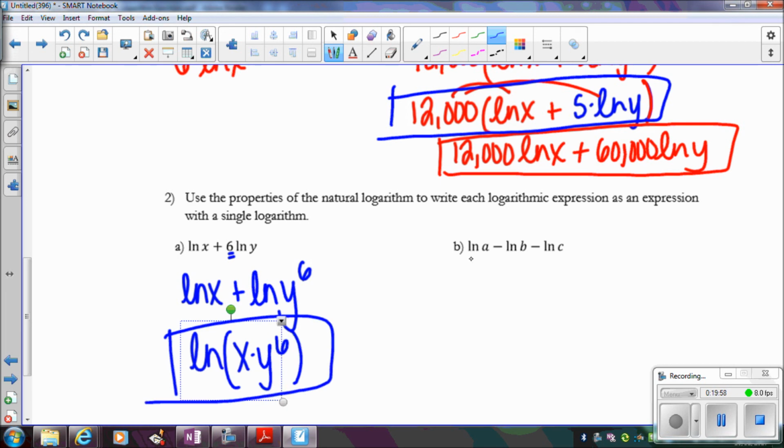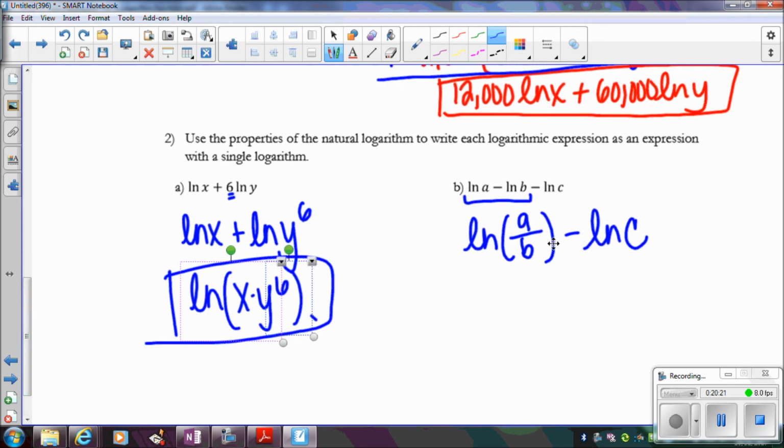If I look at this one, there are no coefficients, so there are no exponents. But what I'm going to do is combine this difference first as a quotient. So ln of A over B minus ln of C. When you run into something like this, just work left to right. Don't worry about which one comes first. Just go in left to right order. And then from here, now I have another difference, so I can rewrite this as another quotient.